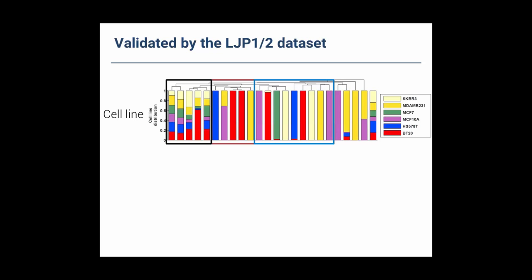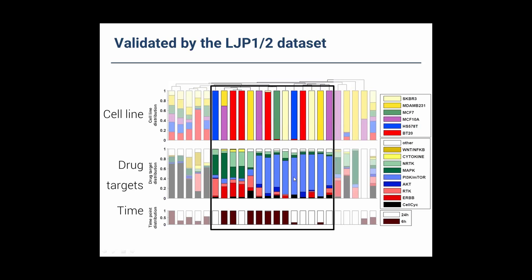Now, as a validation, I just want to show the data we obtained in phase one of LINCS with the LGP12 dataset. This is the same approach for clustering based on the characteristic direction, and you see, again, a mix of clusters, a cluster of mixed cell lines and clusters that are cell line specific. The clusters that are cell line specific are, again, PI3K inhibitors, AKT inhibitors, or MAPK and RTK inhibitors on the left here.